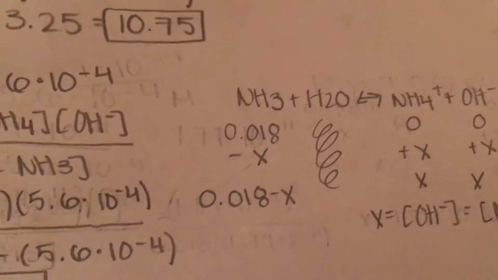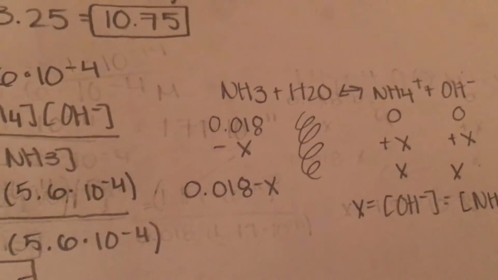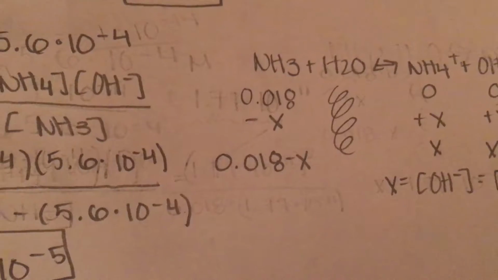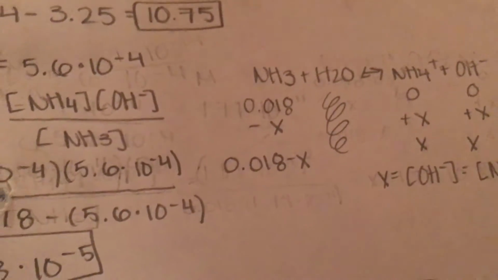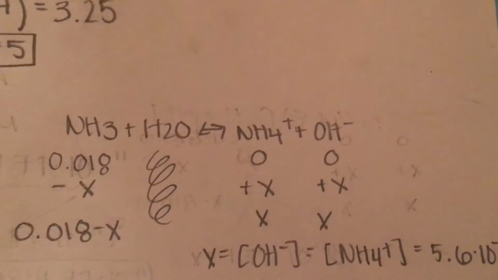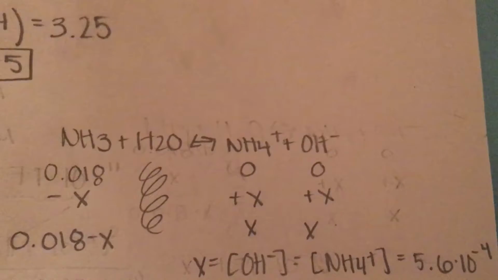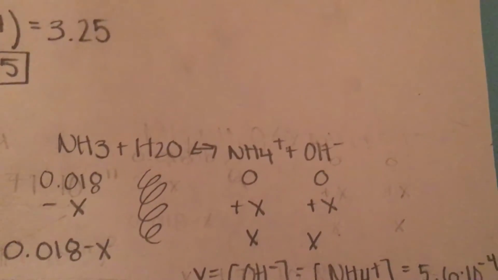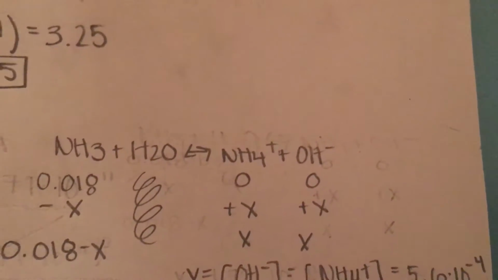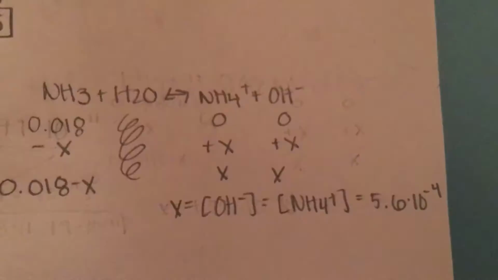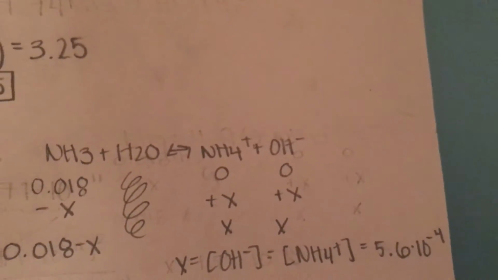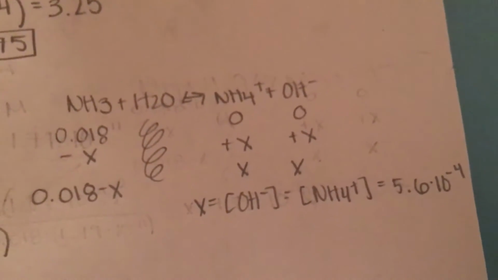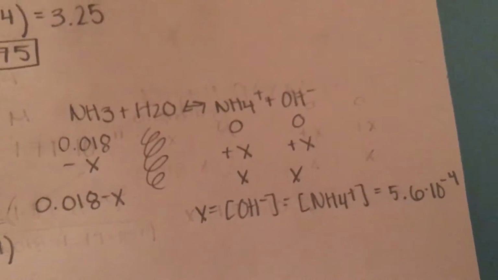The change is negative X because it's a reactant. So the equilibrium concentration is 0.018 minus X. NH4 plus and OH minus are both products, so the initial concentration of both is 0. Then we add X because the concentrations change positively, so the equilibrium concentrations are X.